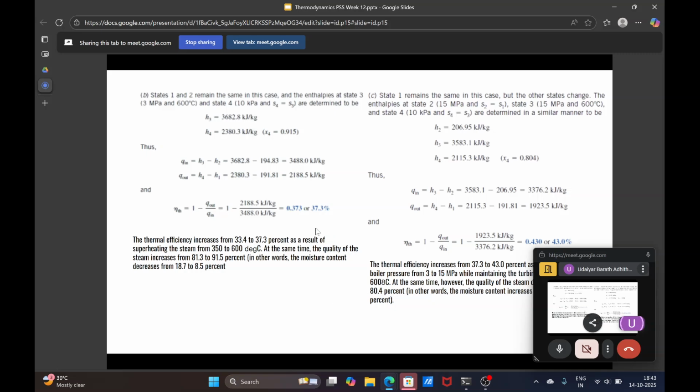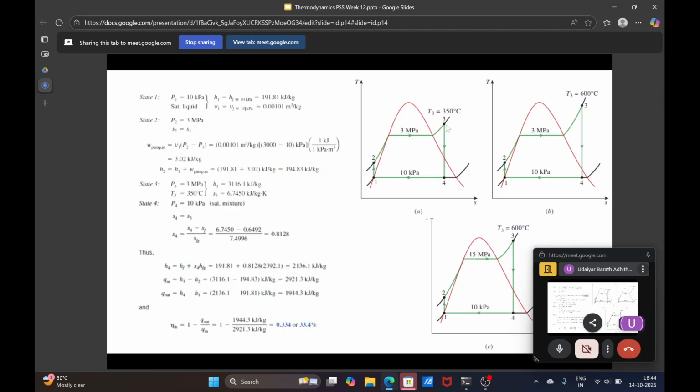So the second case, part B of the question, is when you increase the inlet temperature to the turbine from 350 degrees Celsius to 600 degrees Celsius. In that case, your enthalpies at 1 and 2 will remain the same. So the only state points which are getting affected are state 3 and 4.